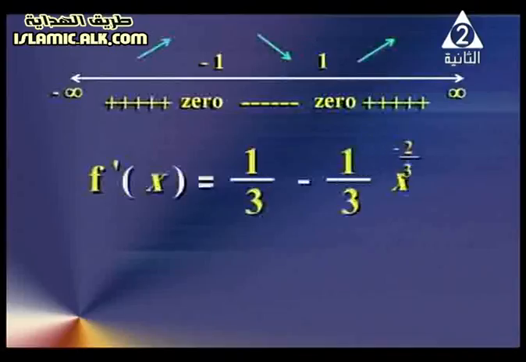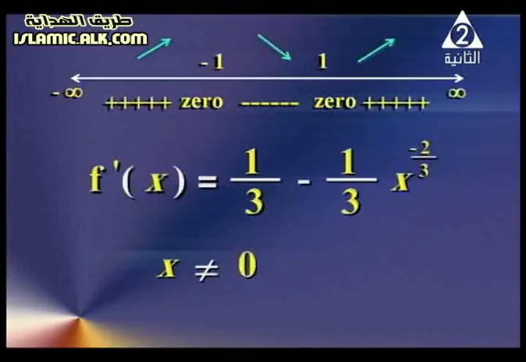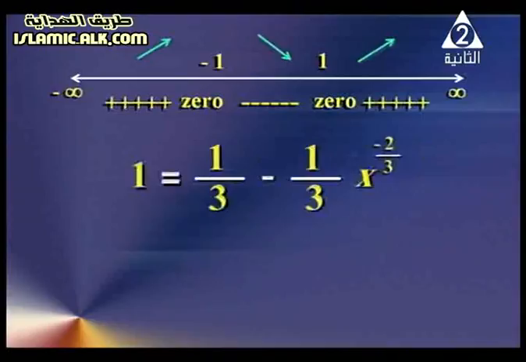Dear student, look: f dash x equals 1/3 minus 1/3 x to the power negative 2/3. After that, we put f dash x equals 0. Why? Because we find the value of x which makes f dash x equal 0. 1/3 is a common factor. Then x in this case is not equal to 0. Why? Because when x equals 0, we find the value 1/3 minus 1/3 equals 0.